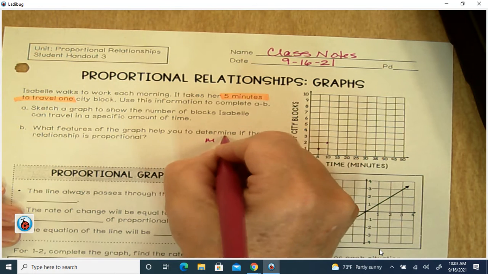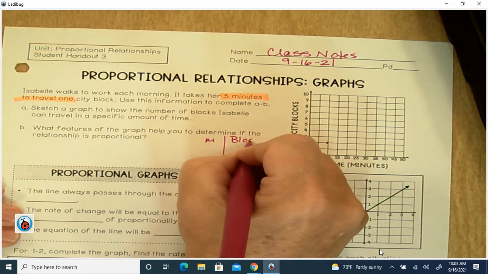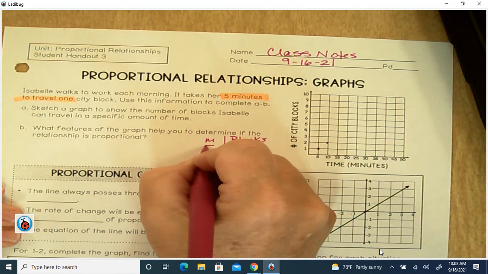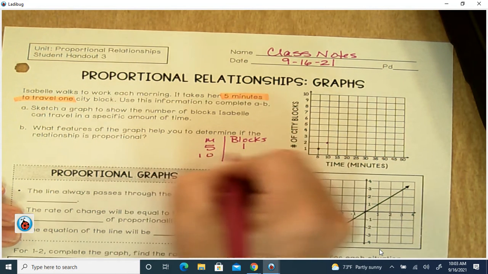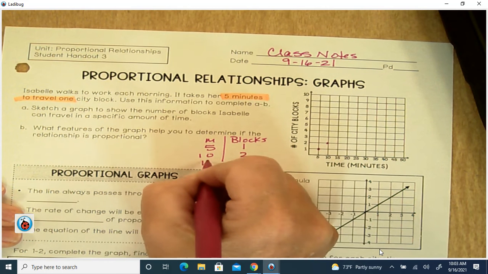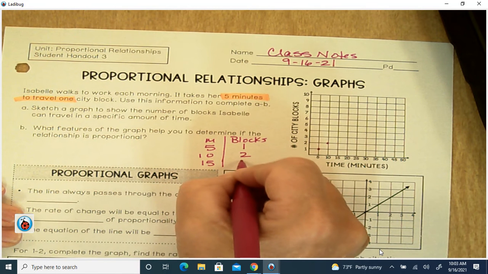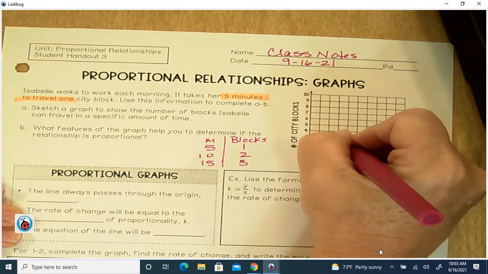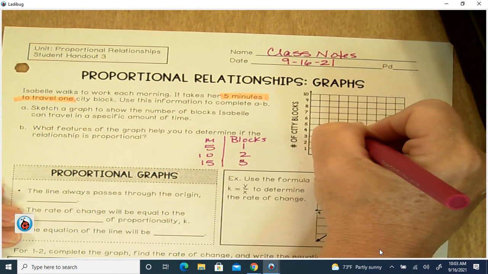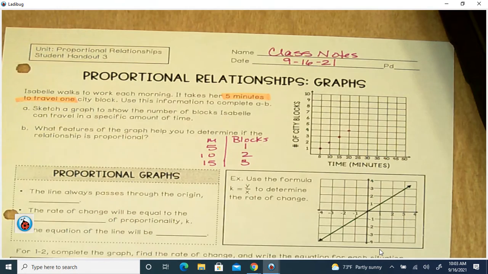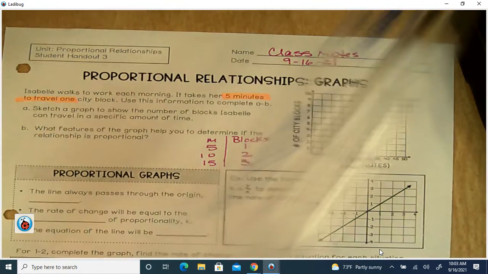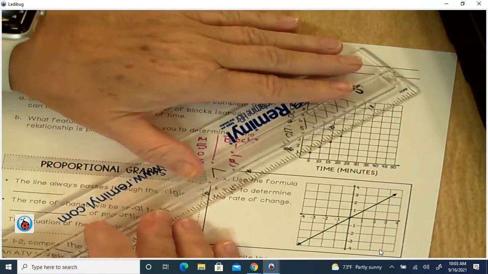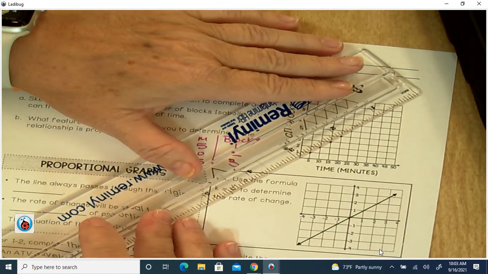So we got minutes and blocks. So 5 minutes, she walked 1 block. 10 minutes, she walked 2 blocks. In 15 minutes, she walks 3 blocks. So 15, she walks 3. 20, she walks 4, and so on and so on. And to be able to pick constant of proportionality out of graphs, they have to go through 0, 0. This is why I wanted y'all to get something where you could draw a line.